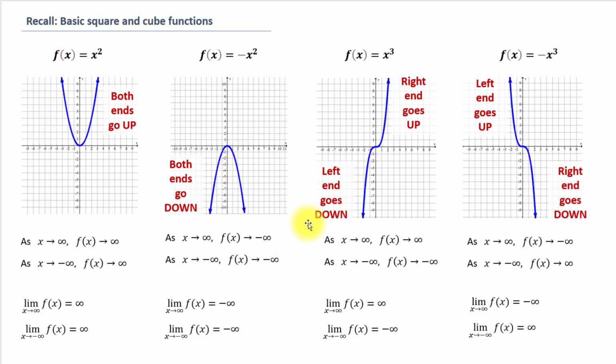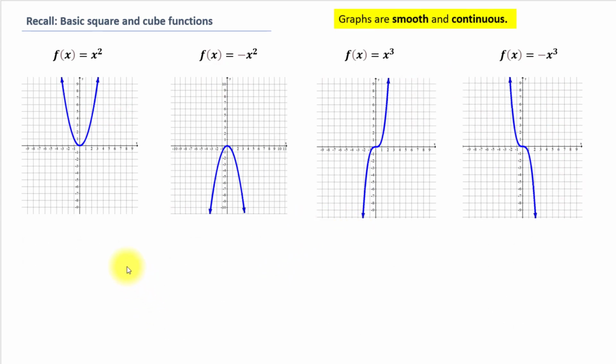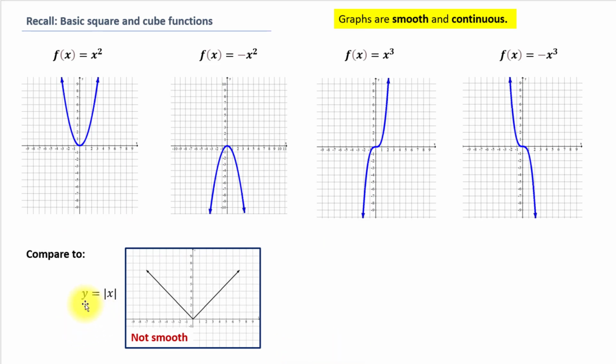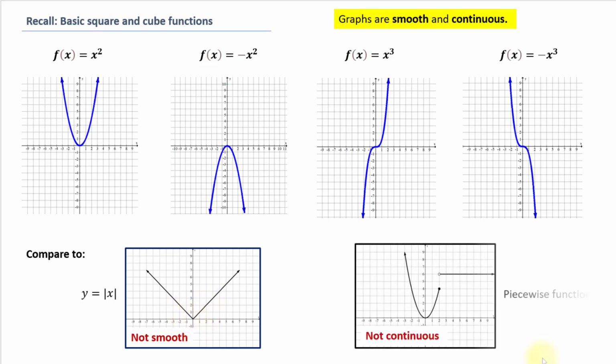So besides observing the end behavior for the four given functions, let's also talk about the characteristics of the graphs. Let's note that all four graphs are smooth and continuous. Let me give you counterexamples. For example, the graph of the function y equals absolute value of x is not smooth. See how it has a sharp corner over here? And the graph of this piecewise defined function is not continuous. Notice that there is a gap here. In other words, I won't be able to trace this graph without lifting my hand.